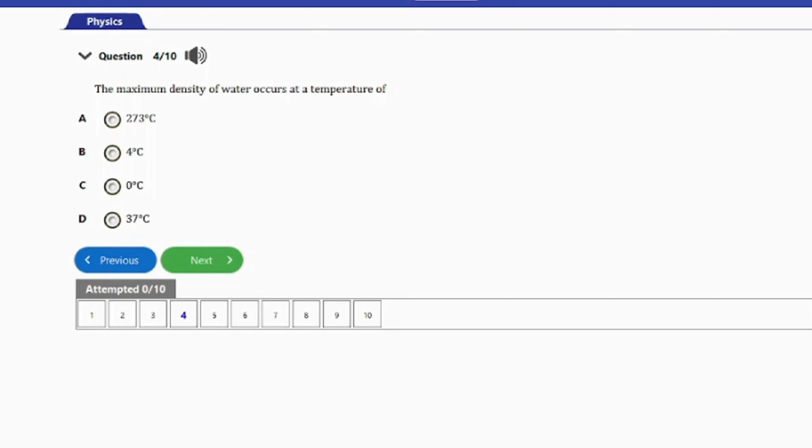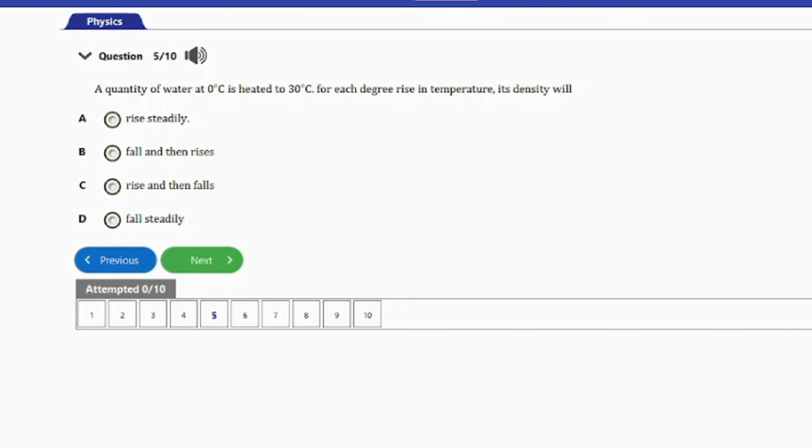So let's go ahead and consider the next question. So guys, the next question here is question number 5. It says a quantity of water at 0 degrees Celsius is heated to 30 degrees Celsius. For each degree rise in temperature, its density will A. Rise steadily, B. Fall and then rises, C. Rise and then falls, D. Fall steadily. So guys, the answer to this question is option C, rise and then fall.